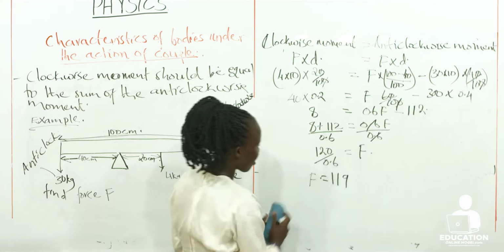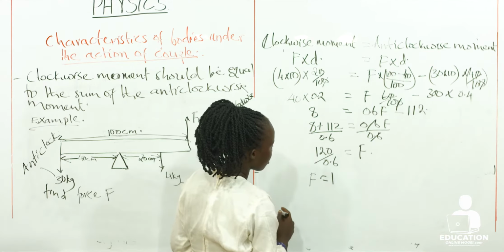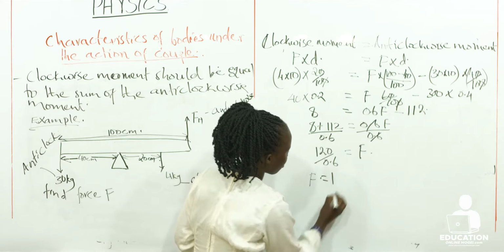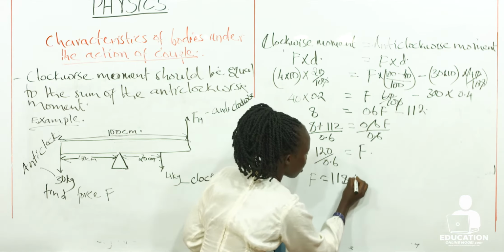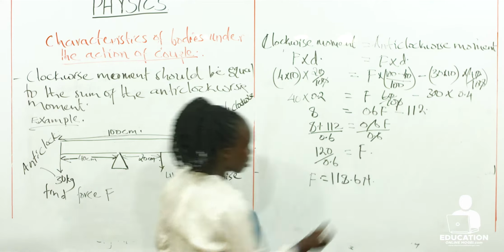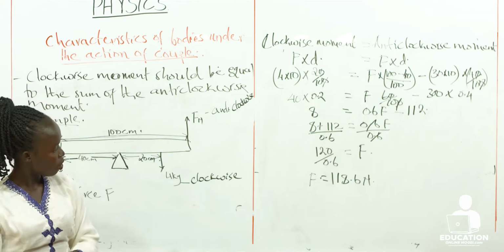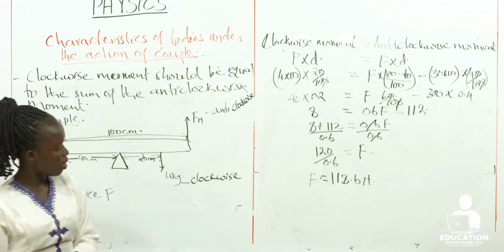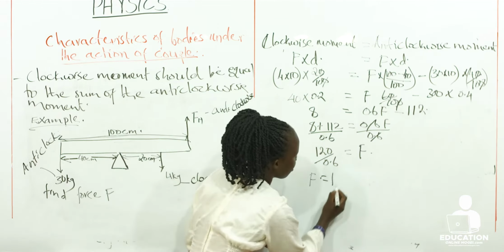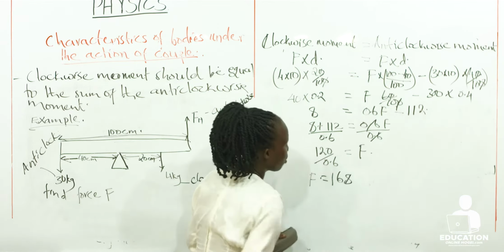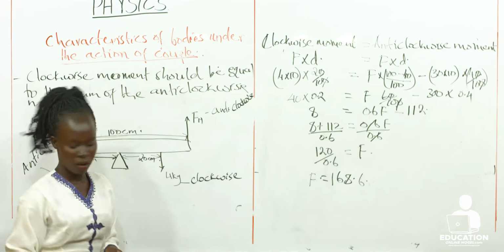Let's do some math here. That is times that, 1.8. This is going to give us 0.6. This gives us 100 and that Newton. Okay, this one is this side. It is 168, which you can also round off as well.